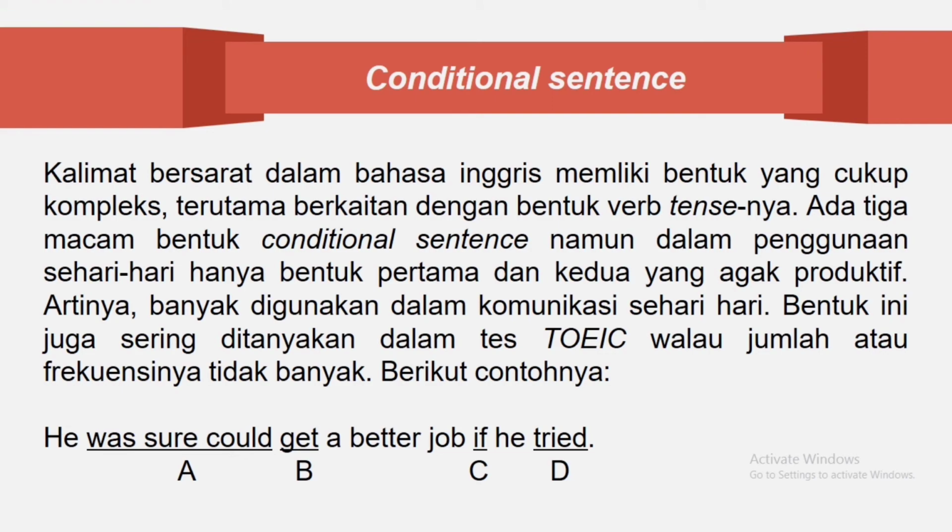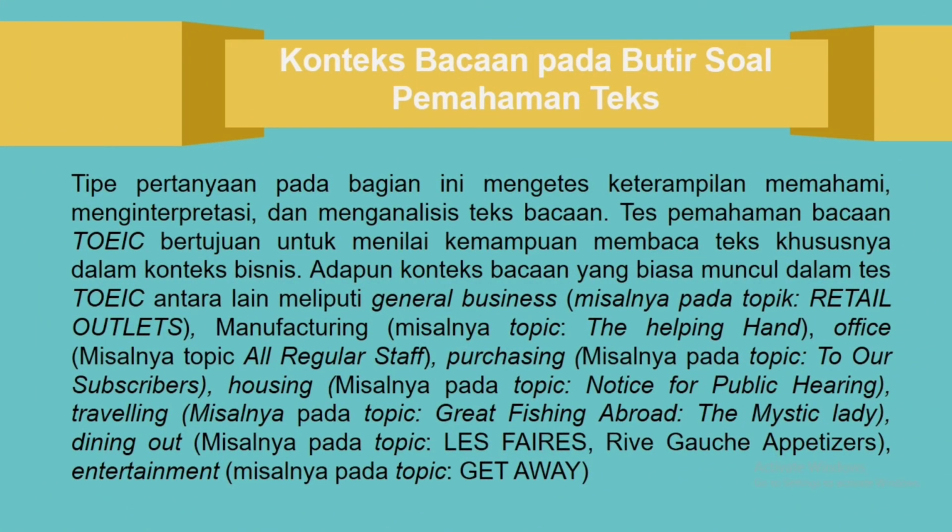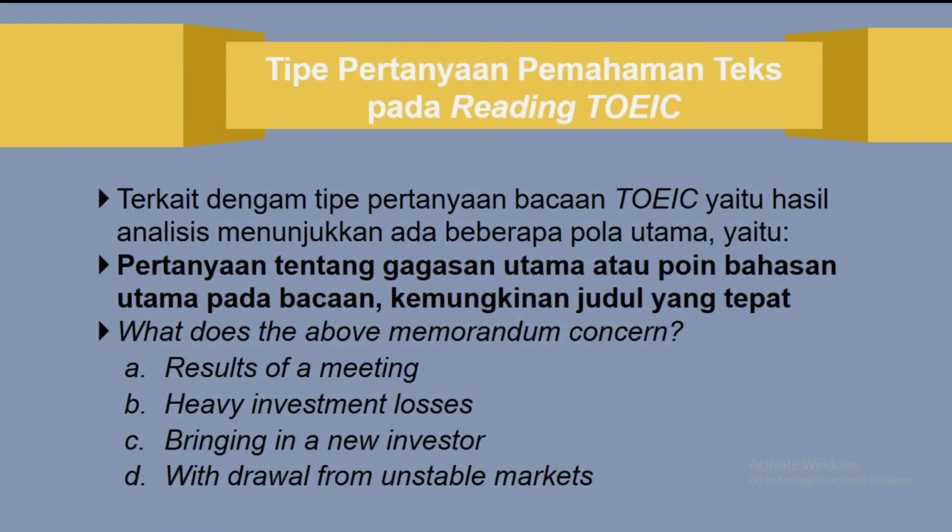Okay. So let's take a look at the contents of reading comprehension. For the reading, there will be several topics like general business, retail outlets, manufacturing, office, purchasing, housing, and traveling. Related to TOEIC reading, we have to practice a lot of reading, for example reading a memo or email, and the question will be like: what does the above memorandum concern? The vocabulary will be used, for example, for business, housing, and purchasing. In this case, we understand about meetings, investment, new investors, and withdrawal from unstable markets. So this is all about business.